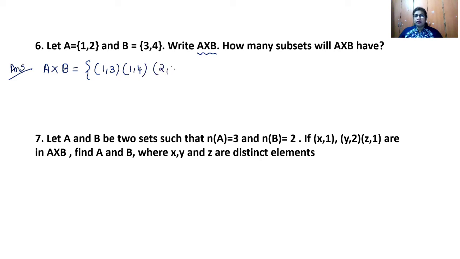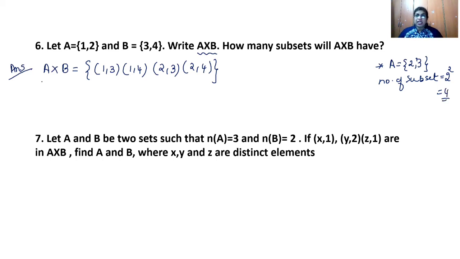Next, 2, 3, 2, 4. Now understand the subset. See, you have heard the word subset in the first chapter. Suppose I give you one example here. If A has 2 elements, 2 and 3, how many subsets are possible? What we have learned in the first chapter: subset always means 2 to the power n. Therefore, the number of subsets is 2 to the power 2, which is equal to 4.